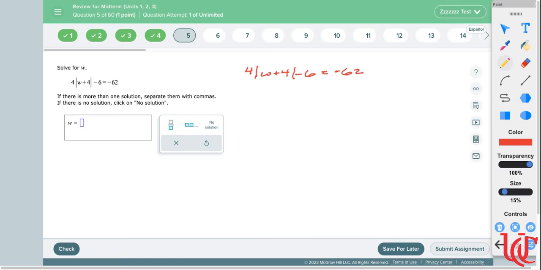All right, so we're going to start solving some absolute value equations. The one thing that we have to remember is absolute value is the distance from zero. So let's make sure that we have that.